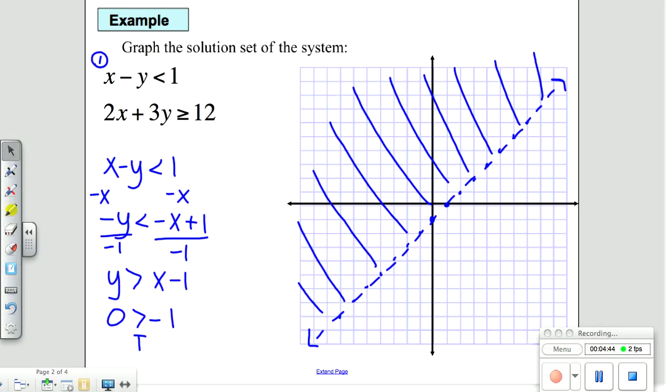We're going to have to do the same thing here with equation number 2. So I'm going to start by subtracting a 2x from both sides. So we get negative 2x plus 12. And then divide by 3. So we get y is greater than or equal to negative 2/3 x plus 4. So we'll go ahead and graph that in green. I'm going to go up to 4 and put a dot, and my slope is negative 2/3.